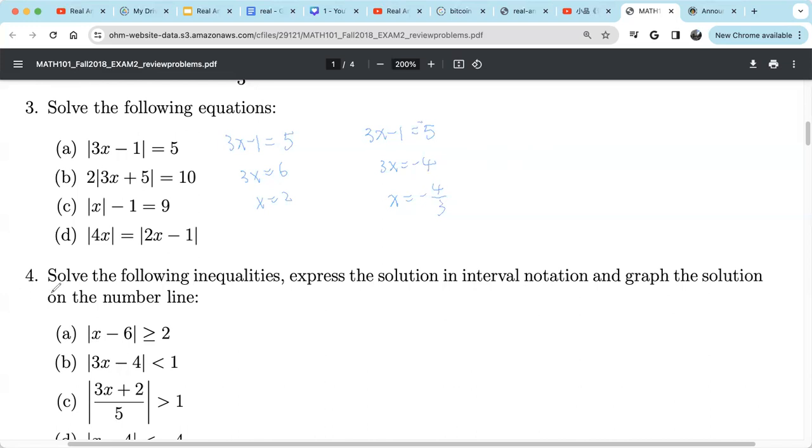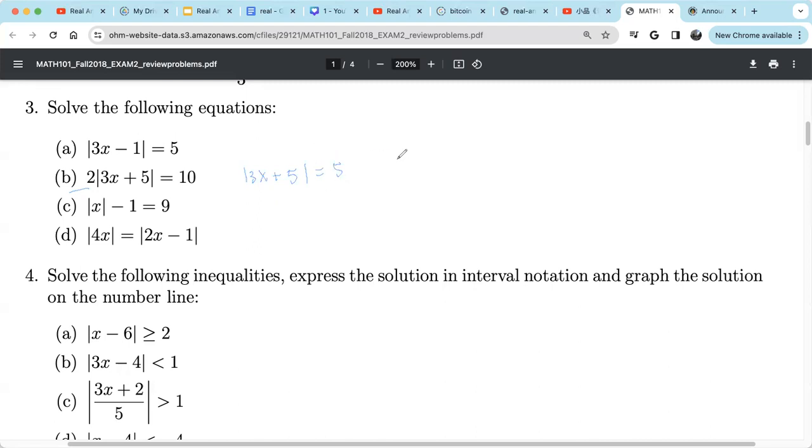Let's erase this. We're going to do the same thing for B. But for B, we still have 2 multiplied by the absolute value of 3x plus 5 equals 10. So we can simplify this. Maybe we can divide by 2 on both sides. We get the absolute value of 3x plus 5 equals 5, right? Left hand side divided by 2, 2 over 2 is 1. Right hand side, 10 divided by 2 is 5.